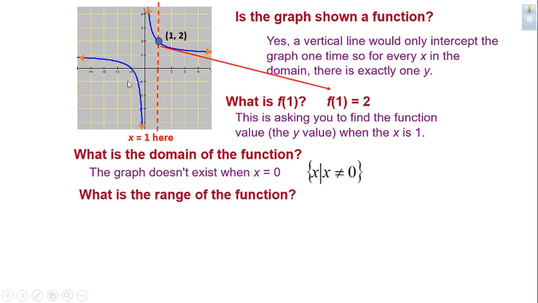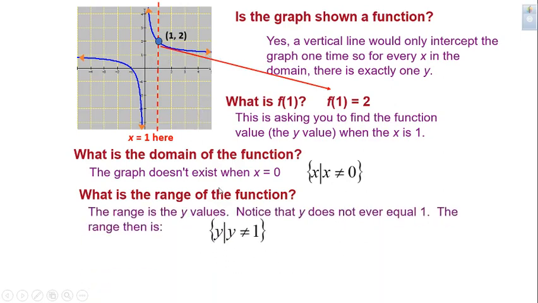What is the range? If we notice, all y values get a value except for this guy, 1. There's no corresponding x value that gives you 1. There's just a space there. So the range is all values of y except for 1.